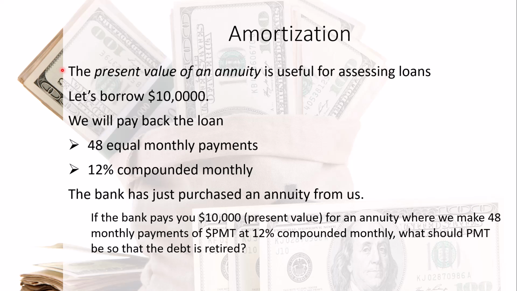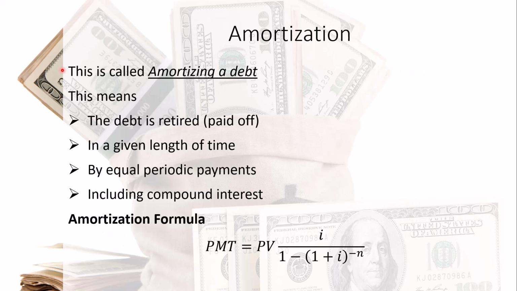And the question is, what should that payment be? Well, this is called amortizing the debt. This means that the debt is retired or paid off in a specific length of time by equal periodic payments that include compound interest. And this is the formula. As you can see, it's nothing more than the present value formula manipulated so that we are solving for the payment. So basically, any loan which is paid off in equal payments can be assessed using the present value formula. And our next example actually uses this formula.